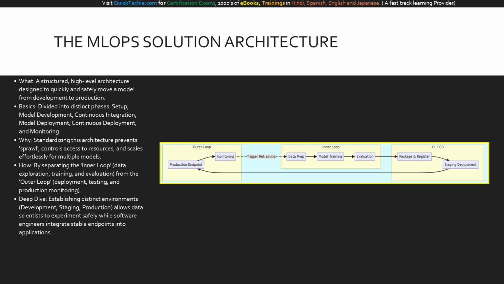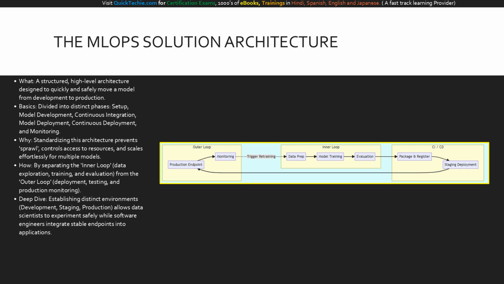Now, let's explore the MLOps solution architecture. To scale machine learning effectively, we need a robust, future-proof blueprint. We break this down into several key phases. First, we have the inner loop, which represents model development. This is where your data science team explores data, trains, and evaluates the model. Once a model is ready, we move to continuous integration, packaging, and registering that model. Then comes the outer loop, which handles model deployment and continuous deployment, testing the model in a staging environment before promoting it to production. Finally, we establish continuous monitoring to trigger retraining when needed.